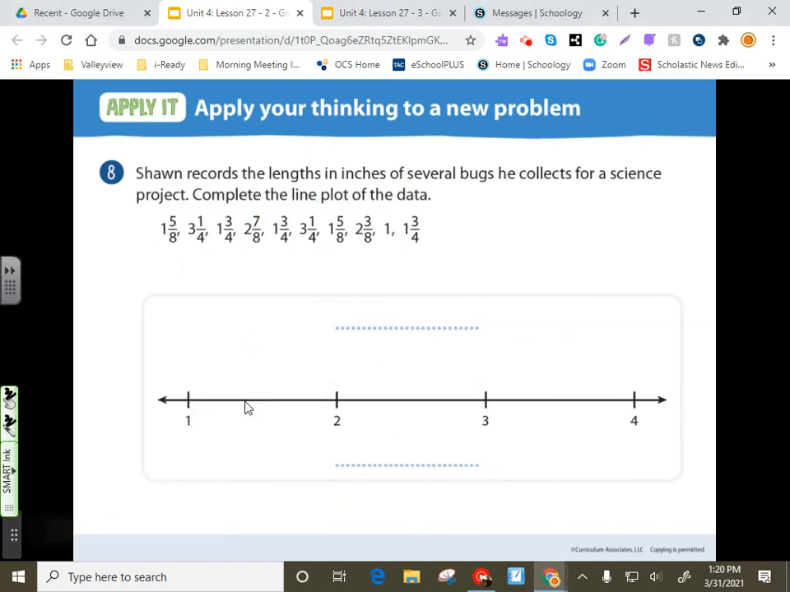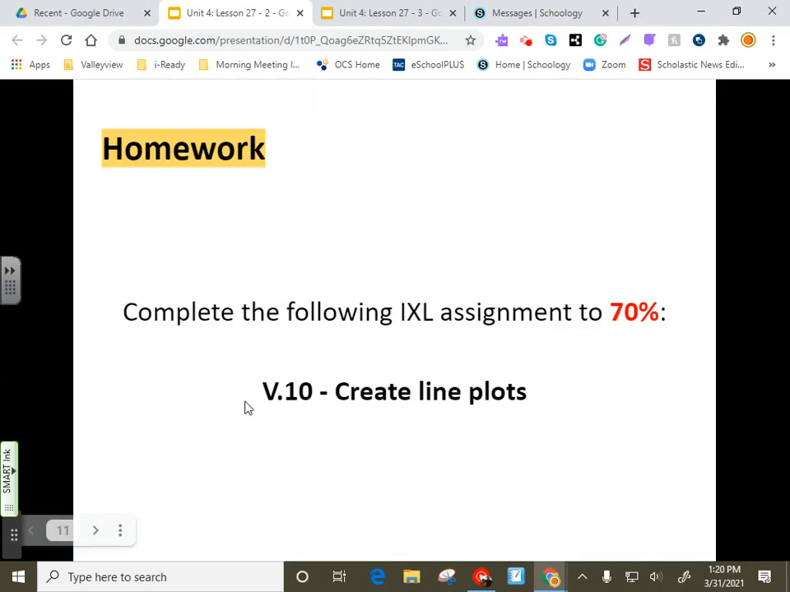So let's move on to our homework for tonight. This is going to be V10, creating line plots. You're basically going to be given data, and then you fill in your X's, or you have your X's and have to fill in the data. So you're going to go back and forth with that. So good luck with that, and let me know if you have questions.